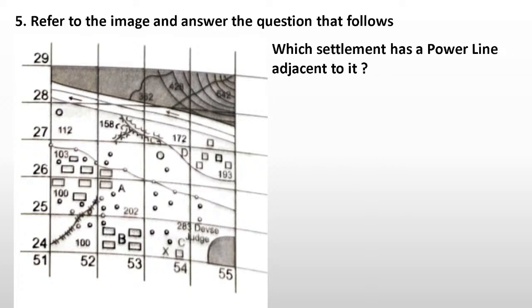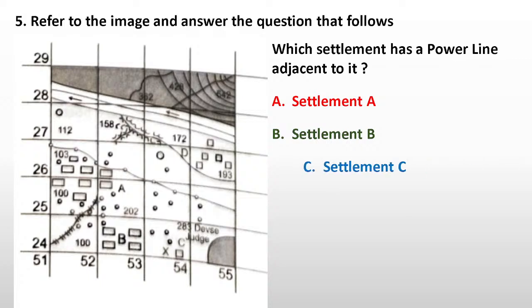Question is, which settlement has a power line adjacent to it? A. Settlement A. B. Settlement B. C. Settlement C. D. Settlement D. So which settlement has a power line adjacent to it?